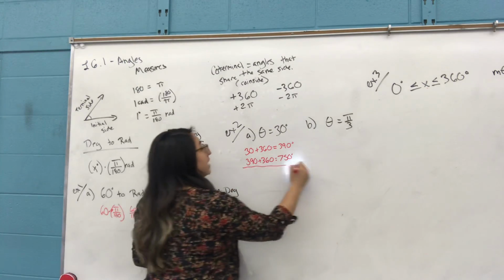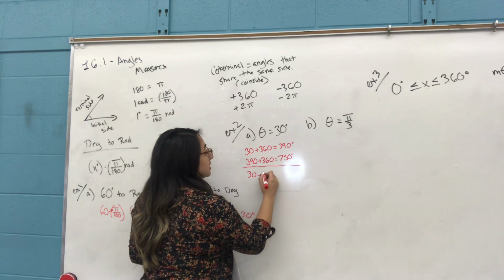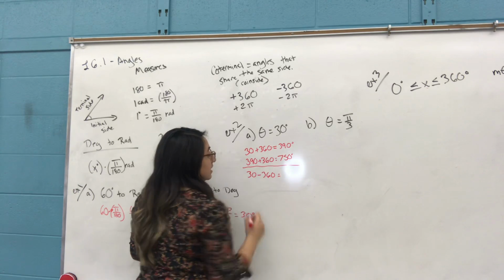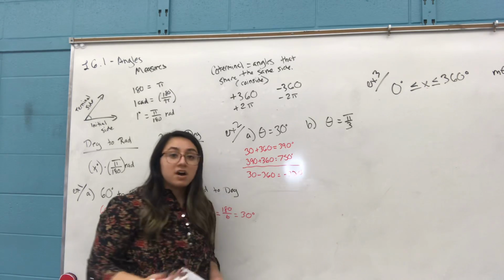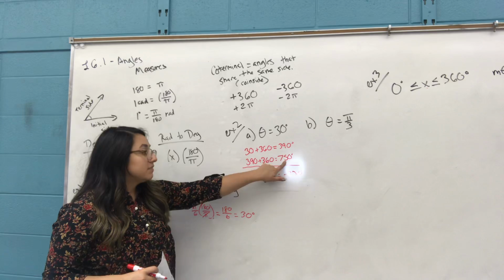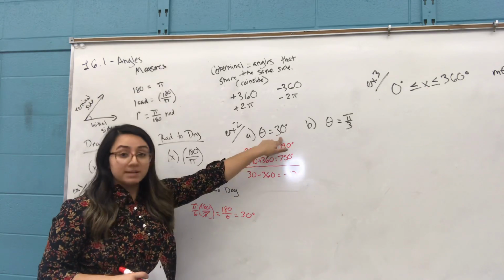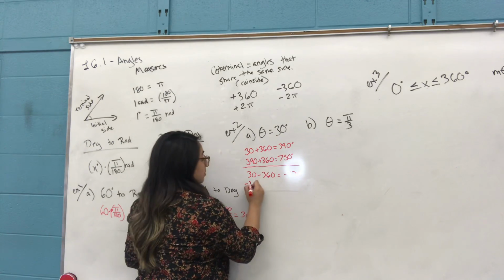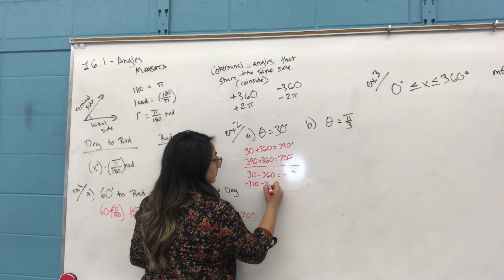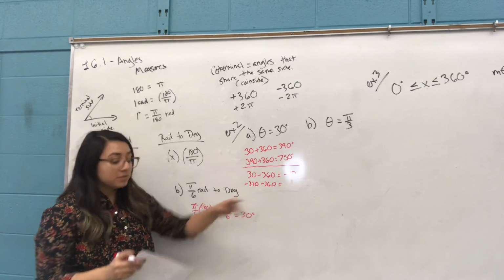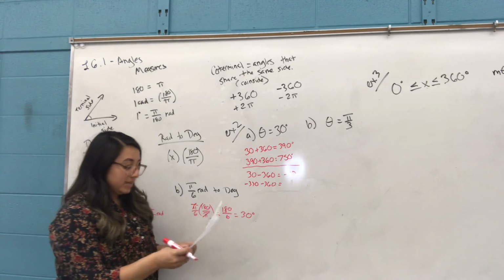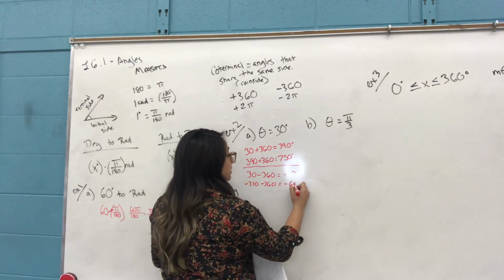Another way is subtracting. Let's do 30 minus 360. 30 minus 360 is negative 330. That angle also coincides with 750, with 390, with 30. Also, let's subtract even more. Negative 330 minus 360, we're subtracting again. We end up with negative 690.